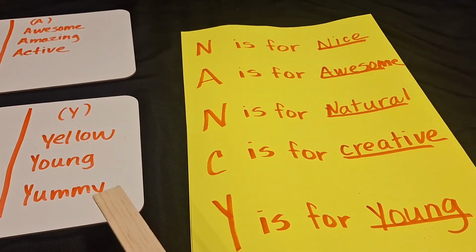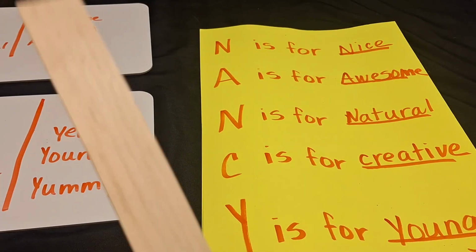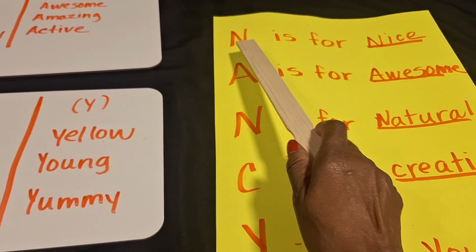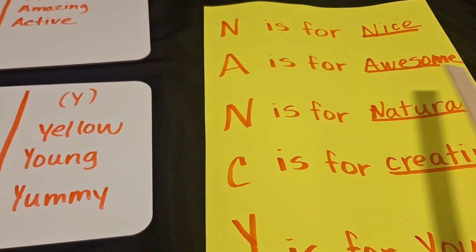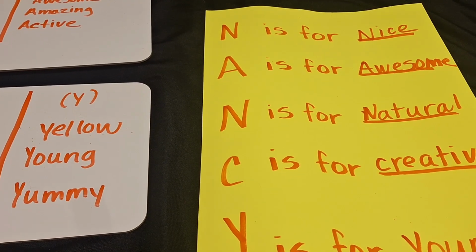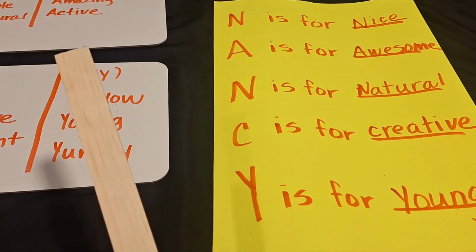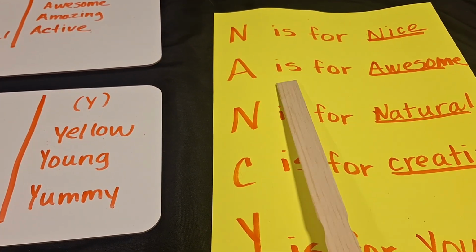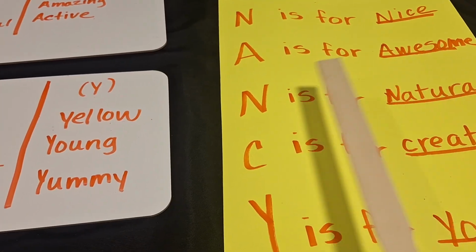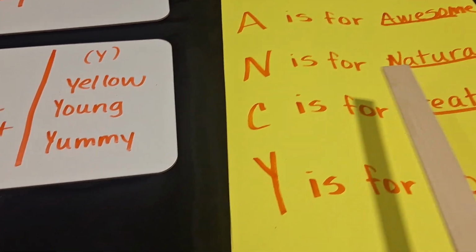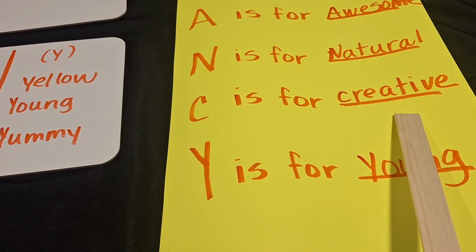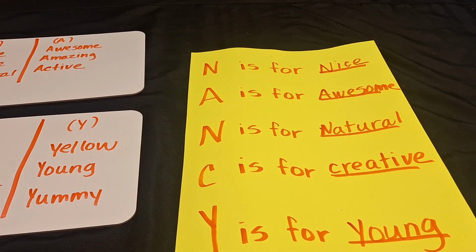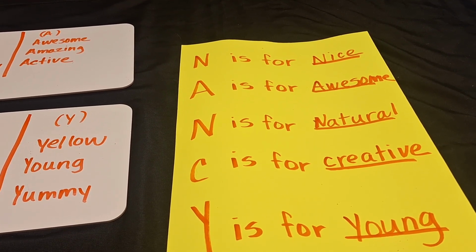Now we have an acrostic poem that talks about Miss Nancy. Remember, you write your name vertically, you write it down on the paper, and then you write the words to the poem across. That's why it's called an acrostic. So let's read our acrostic together about Nancy. N is for nice. A is for awesome. N is for natural. C is for creative. And Y is for young. And that's an acrostic for Nancy.